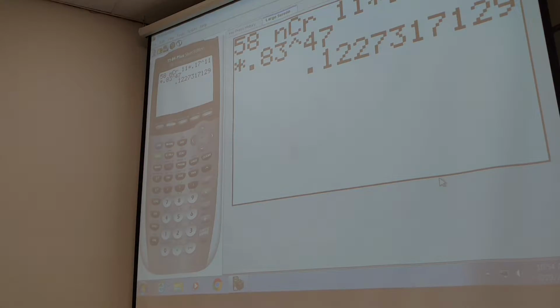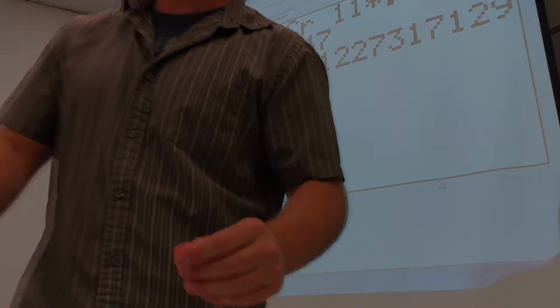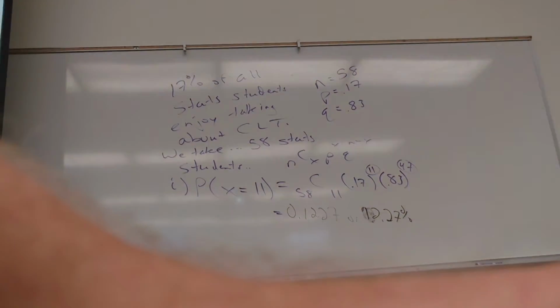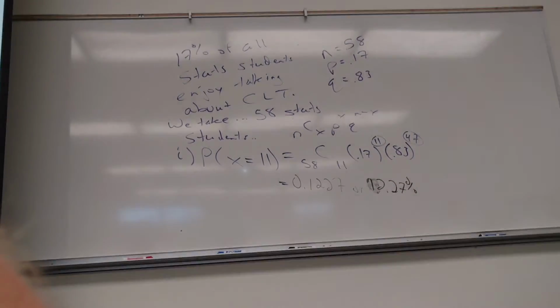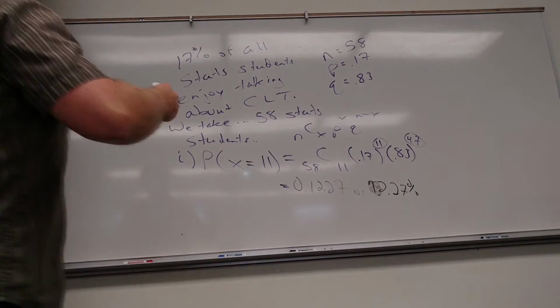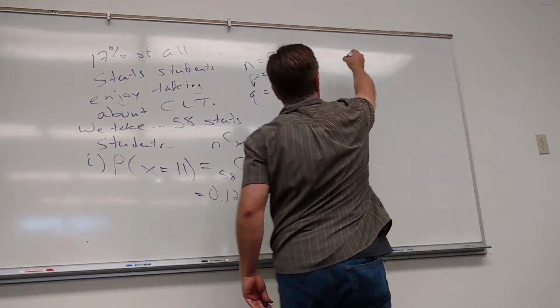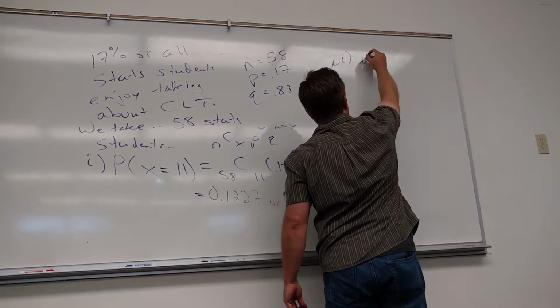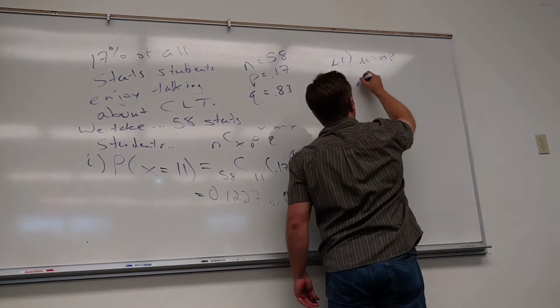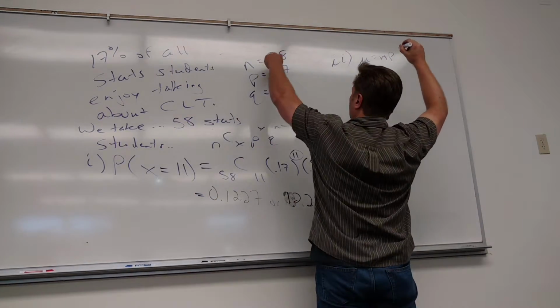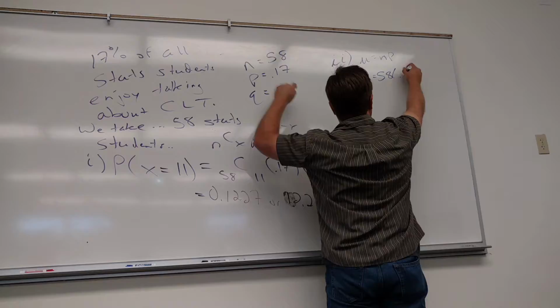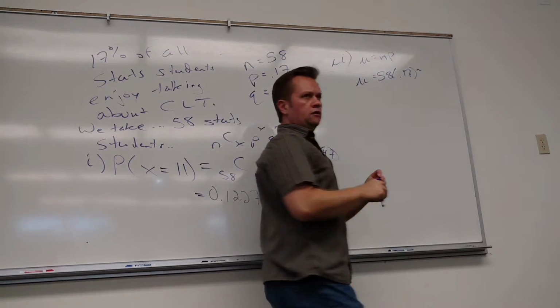Okay, let's add on to this something. What's the mean expected out of 58? What's the formula for the mean? N times P. Yeah, the mean is NP. So the mean in this case will be 58 times 0.17. Is that cool?